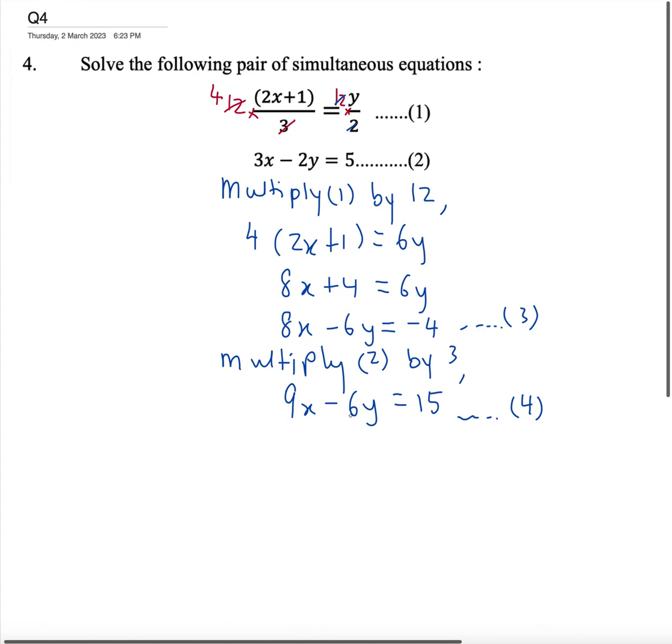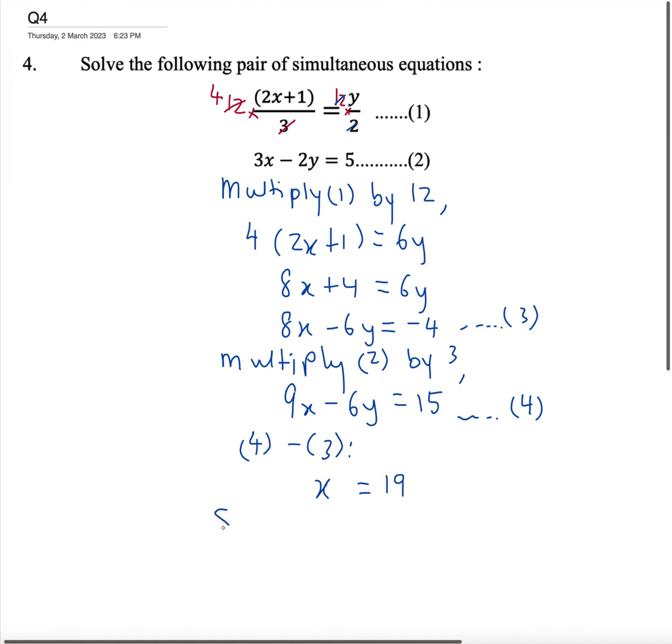Now we have a common term in 6y. And when the sign is the same, we subtract to remove it. So we will take equation 4 subtract equation 3. So we have 9x minus 8x is x, and this part will disappear: 6y minus 6y will be 0. And then 5 minus minus 4 is plus, so 15 plus 4 is 19.